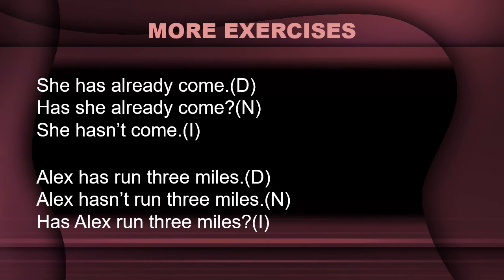The second sentence: Alex has run 3 miles. The subject is Alex, the helping verb is has, the verb V3 is run, and the object is 3 miles. In the negative form, the not will be added to the helping verb: subject plus has or have plus not plus V3 plus object. So, Alex hasn't run 3 miles. That is the negative form. Now the interrogative form is: Has Alex run 3 miles? I hope you understood this much.